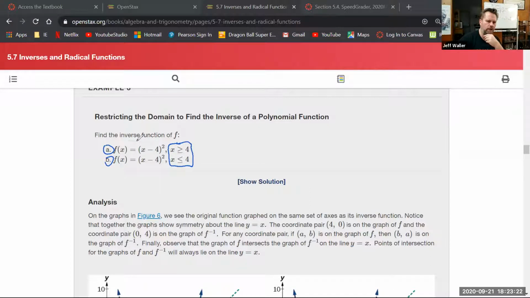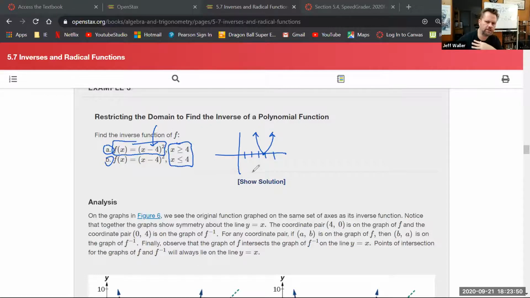How would you graph this before I scroll down to where the answer is? What is the shift here? To the right 4. I like it. So never forget your transformations. They will come in handy. So it goes to the right 4, and then it basically looks like this. So I could either have x greater than or equal to 4 or less than or equal to 4, which is what that says. So the restrictions that they gave make sense.